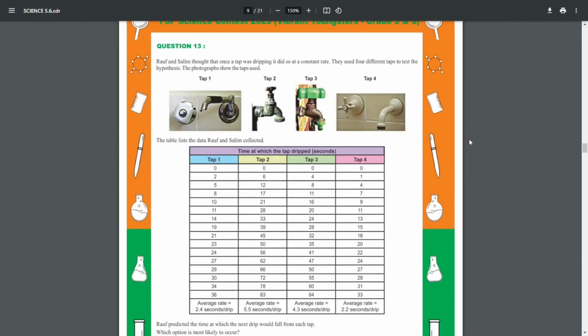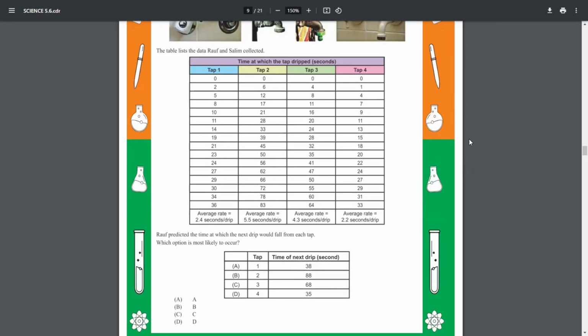Question 13. Rauf and Salim thought that once a tap was dripping, it did so at a constant rate. They used 4 different taps to test the hypothesis. The photographs show the taps used. The table lists the data Rauf and Salim collected. Rauf predicted the time at which the next drip would fall from each tap. Which option is most likely to occur? The correct option is D.